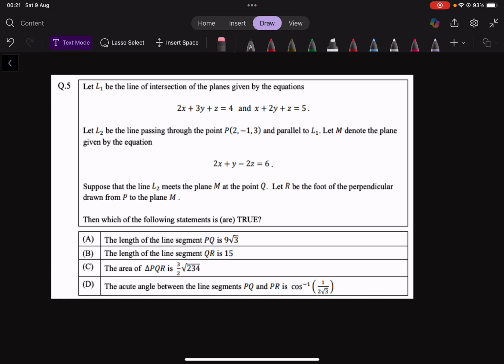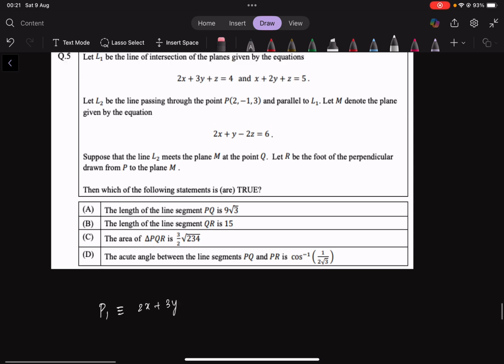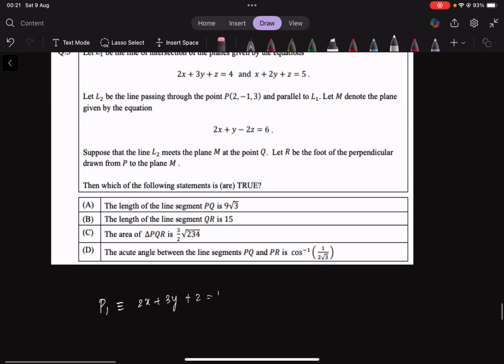And we were given a plane, and that plane is meeting this L2 at a point Q, and R is the foot of perpendicular from point P onto this plane M. So there is a lot to do in this question. So first, if we consider plane 1, they have given us 2x plus 3y plus z is equal to 4. And plane 2 is x plus 2y plus z is equal to 5.